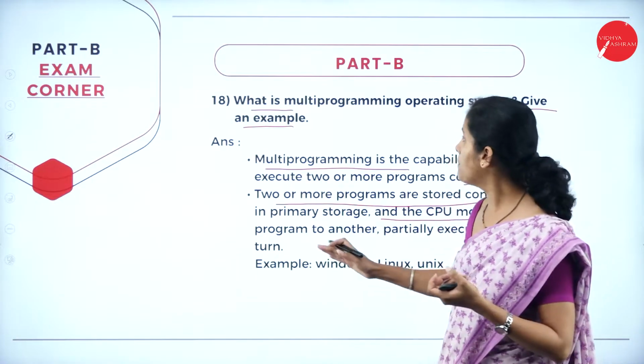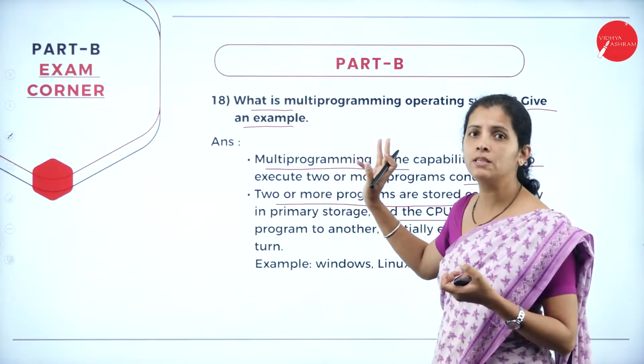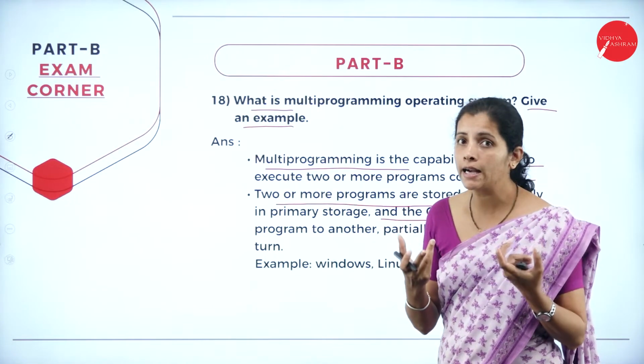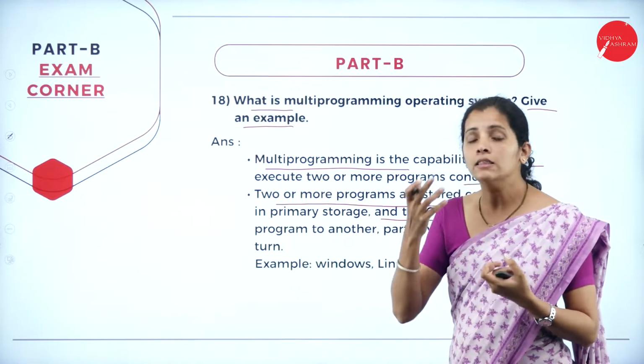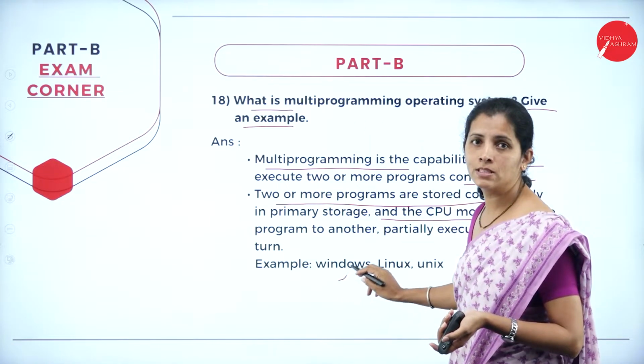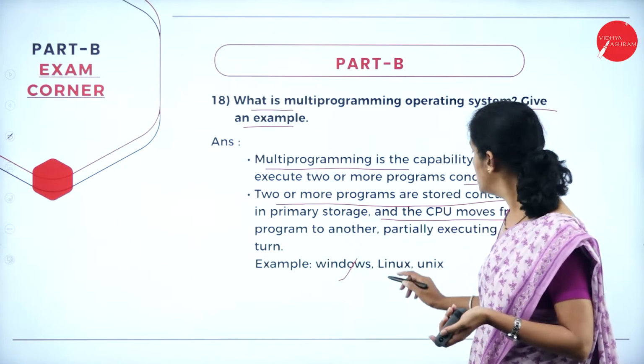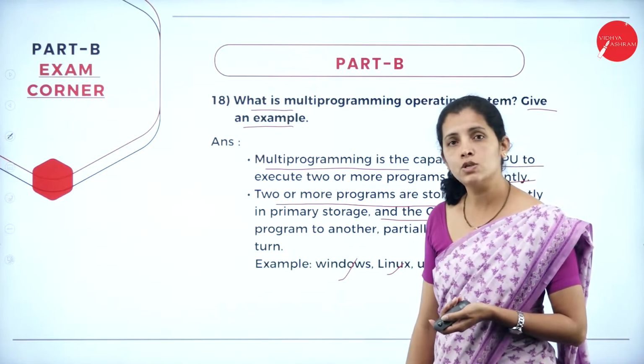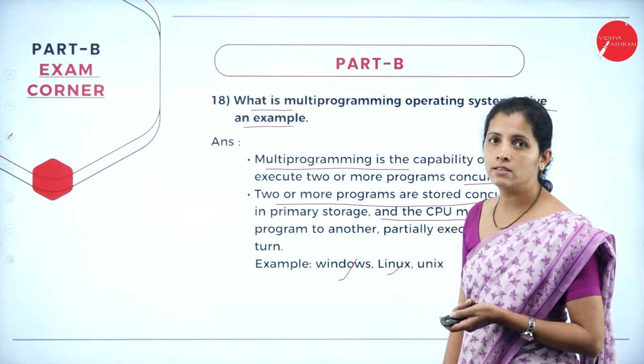Now, this is the example for multi-programming. That means I'm going to perform both the activities concurrently. The examples for multi-programming operating systems are Windows, Linux as well as Unix operating system.